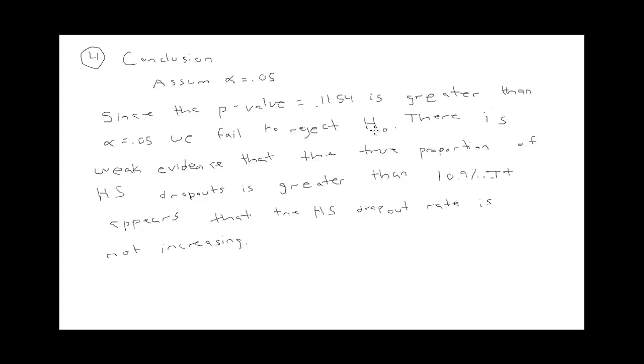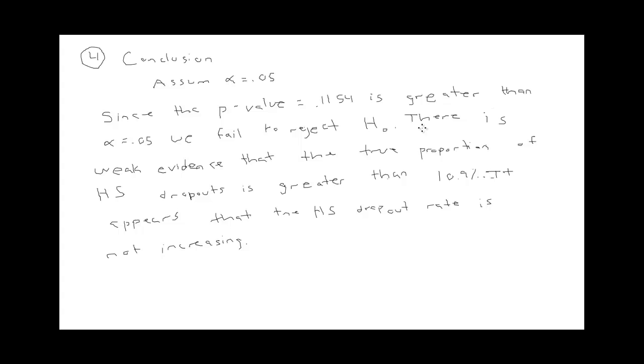Now, if we had a significance level of 0.1, my p-value is still greater than that, it wouldn't change my decision. If I had a significance level of 0.01, my p-value is still greater than that, I would still fail to reject the null. So in this case, of the three common significance levels, it wouldn't change our decision here. There's not a lot of evidence that the true proportion of high school dropouts is changing. So that's your first sentence.